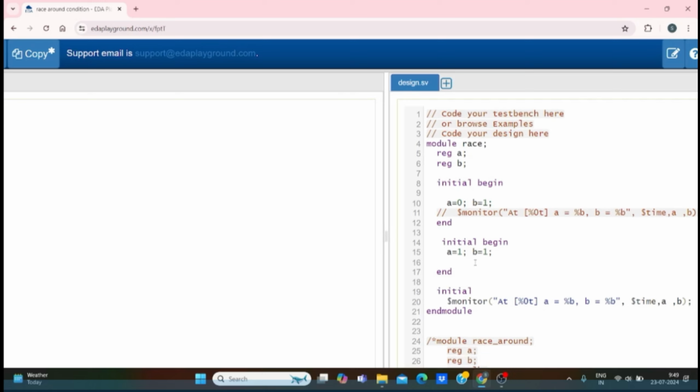Okay, so let's not waste any more time. Let's dive into the topic. So what is race around condition in blocking statements?